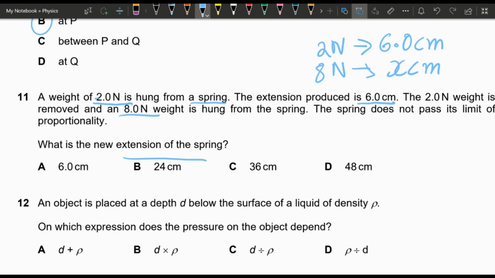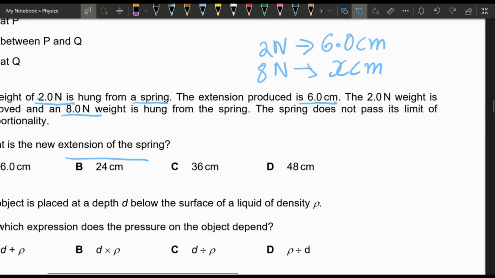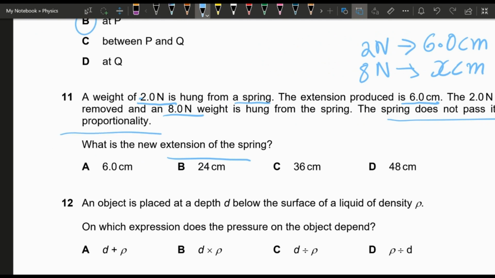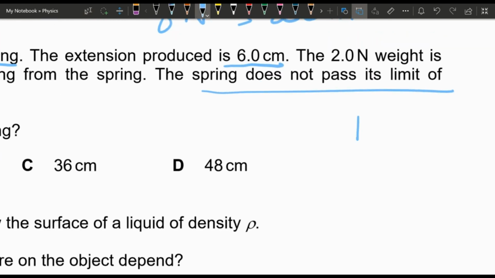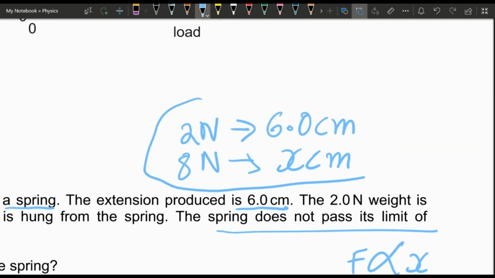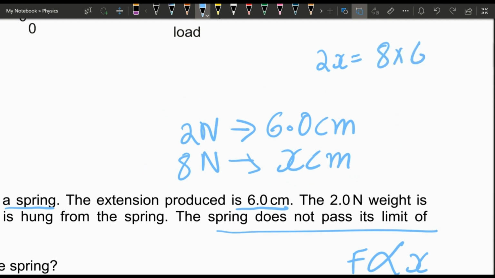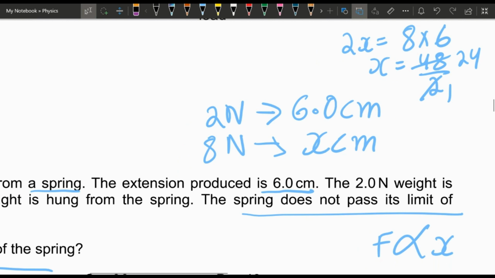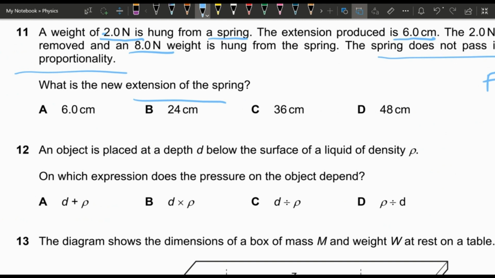Now I'll ask you guys a question. Why did they say that the spring does not pass its limit of proportionality? Because when it does pass its limit of proportionality, force is not directly proportional to extension, which is why we would not be able to apply this ratio method, right? But since it was in the limit of proportionality, we can. So 2x is equal to 8 times 6, x is equal to 48 upon 2. 2 ones are 2, 2 twos are 4, and 2 fours are 8, right? So this is our answer, which is 24 centimeter, which is our new extension, not the new length of the spring, but the new extension.